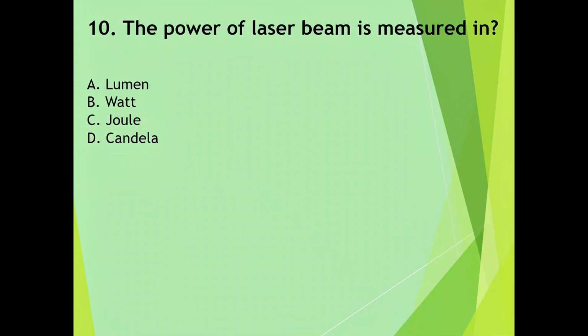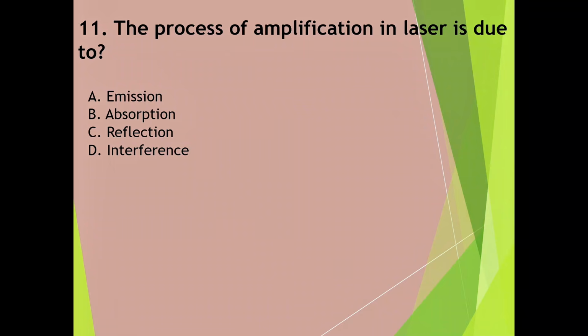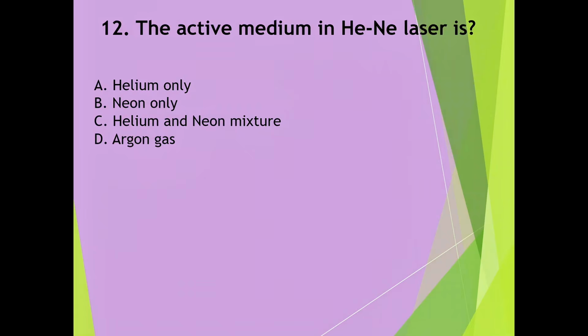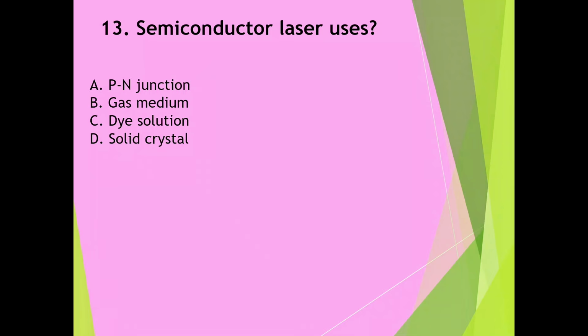Next question is, the power of laser beam is measured in lumen, watt, joule, candela. So correct option is watt. Next question is, the process of amplification in laser is due to emission, absorption, reflection, interference. So correct option is emission. Next question is, the active medium in helium neon laser is helium only, neon only, helium and neon mixture, argon gas. So correct option is helium and neon mixture. So next question is, semiconductor laser uses PN junction, gas medium, dye solution, solid crystal. So your correct option is PN junction.